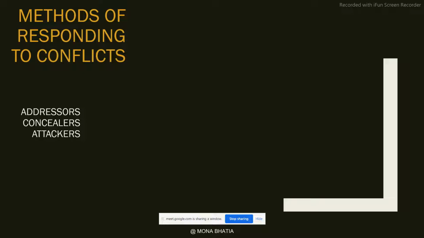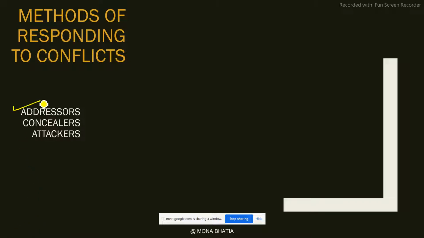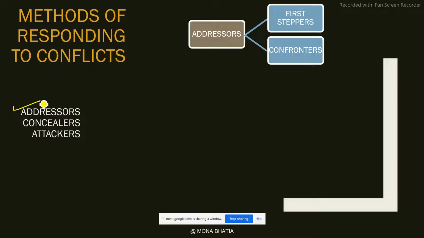So there are many methods or styles of responding to the conflict. One is the addressers. The second one, as you see on the board, is the concealer. And the third one is the attacker. Right? So who are addressers basically? Addressers are those people who take the initiative. They are the first steppers or confronters who will never sit silently. They want to do something to resolve the conflict. They will take initiative, they will communicate, even with the risk involved. They may be successful in resolving the conflict or may not be, but they will address the situation. They will not run away, whether the opponent agrees with them or not.